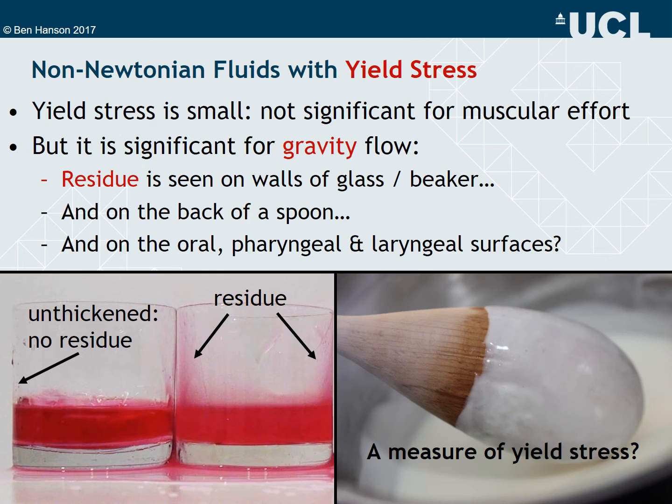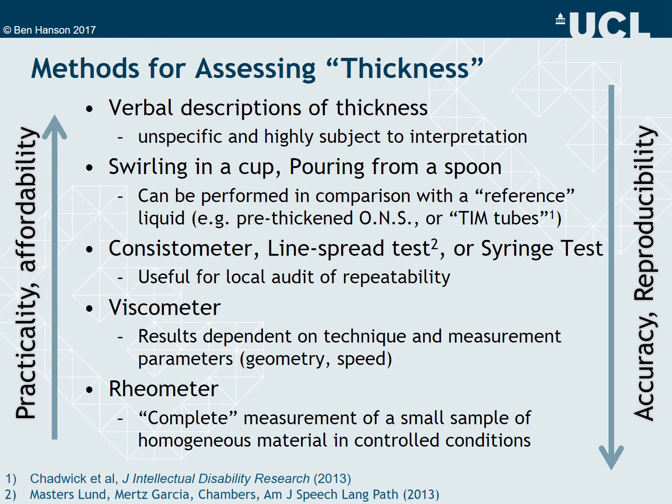So we're moving now into thinking about how to classify liquids based on their rheological properties. And we've seen that viscosity is not adequate to completely describe liquids. And we've seen that measures such as coating or a yield stress test may also only measure a part of the story. So let's look at a summary of different types of material, different types of measurements that you could use to assess what we would call thickness.